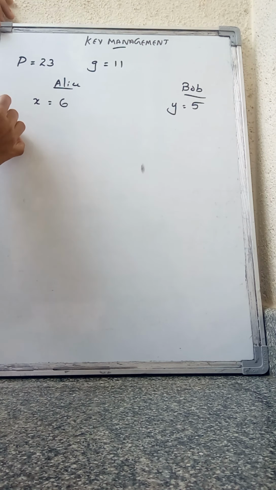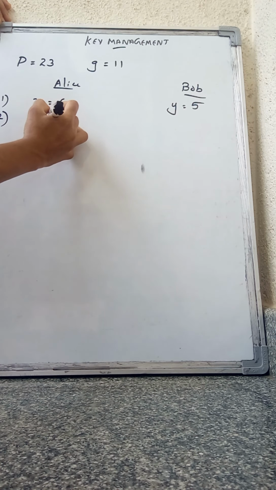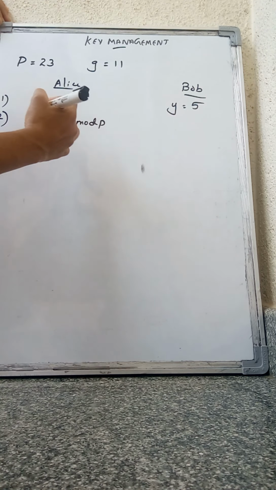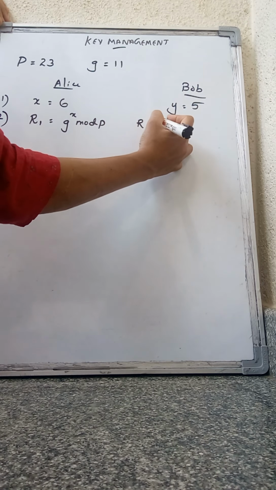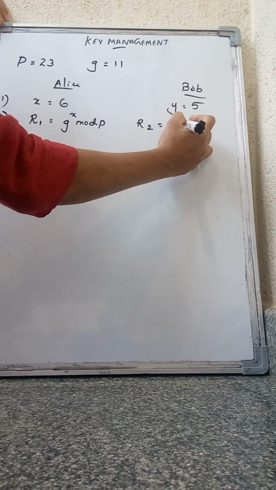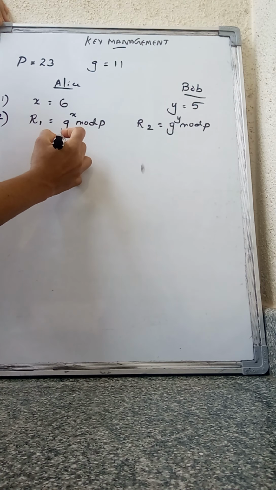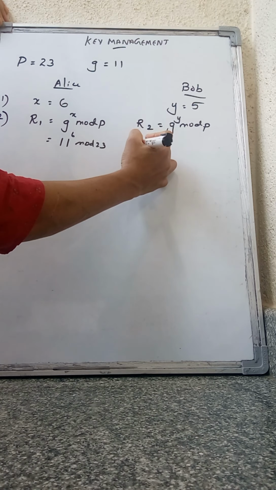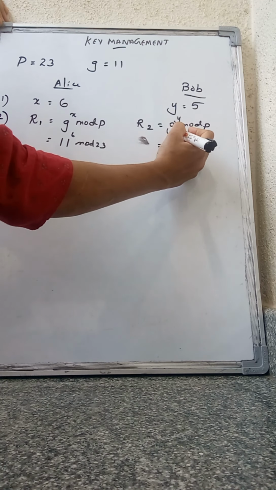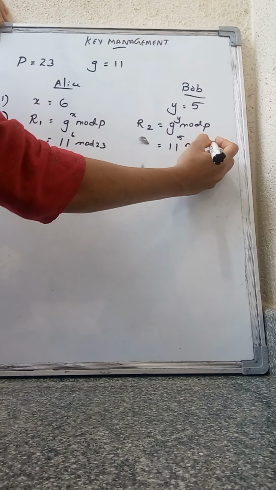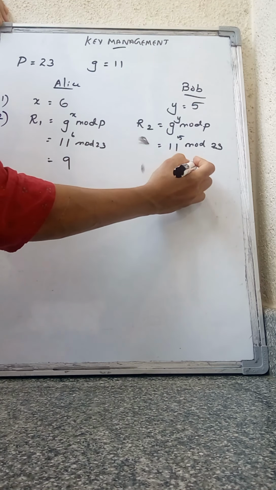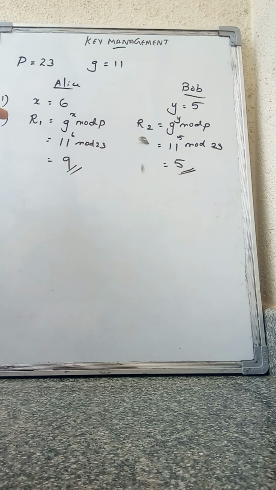The second step: Alice will calculate the value of R1, which is G raised to X mod P, and Bob has to calculate R2, which is G raised to Y mod P. So R1 is 11 raised to 6 mod 23, and R2 is 11 raised to 5 mod 23. If you do it in a calculator, you will get 9 and 5. Now you have the values of R1 and R2.